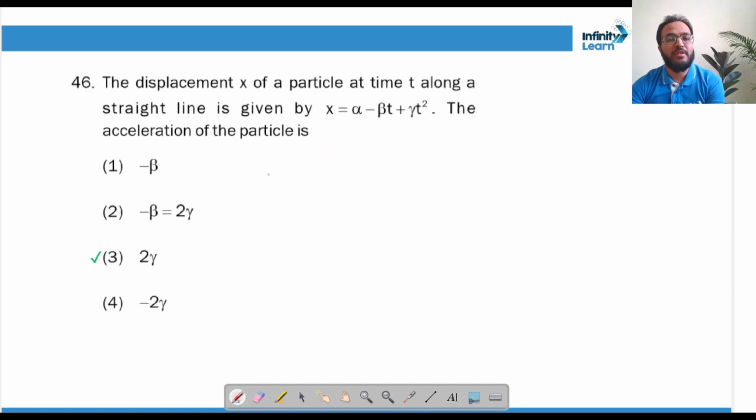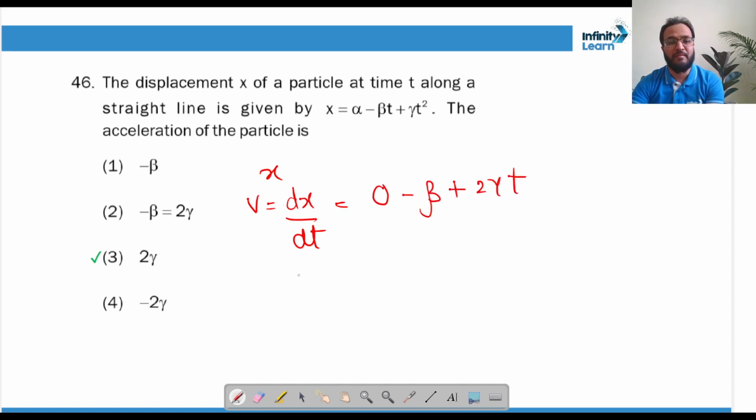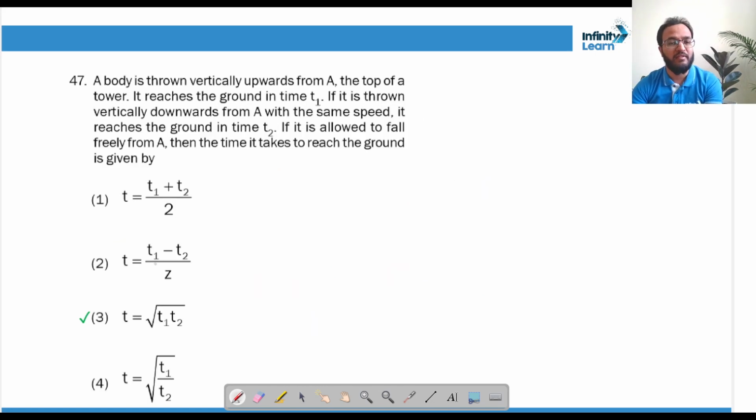Now they want acceleration c. X is given. What is v? Dx by dt. Differentiate this. 0 minus beta plus 2 gamma t. Now what is acceleration? Dv by dt. Again differentiate this. 0 plus 2 gamma. Answer is third option. 47.